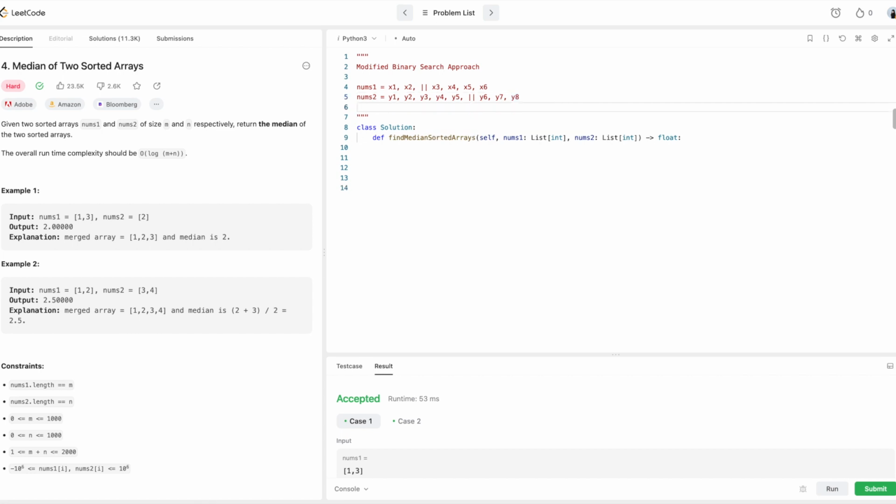So basically, after we partition nums1 and nums2 into a correct partition, we also have to check that every element on the left side is smaller than or equal to every element on the right side. So for the partition here, we know for sure x2 is smaller than x3 because it's sorted, but is x2 also smaller than y6? This is what we have to check. So we have to make sure that x2 is smaller or equal to y6, and also that y5 is smaller than or equal to x3.